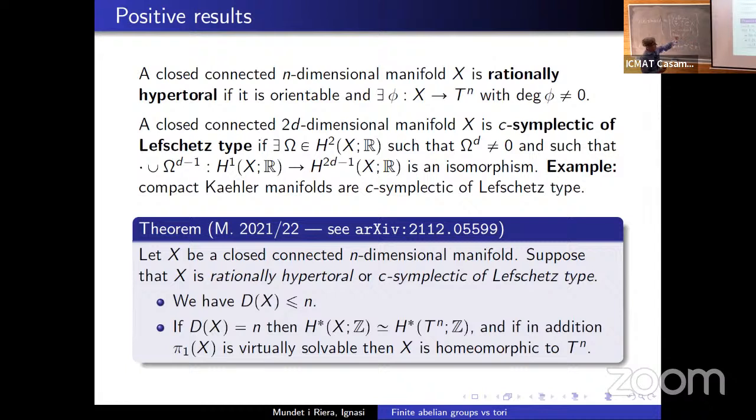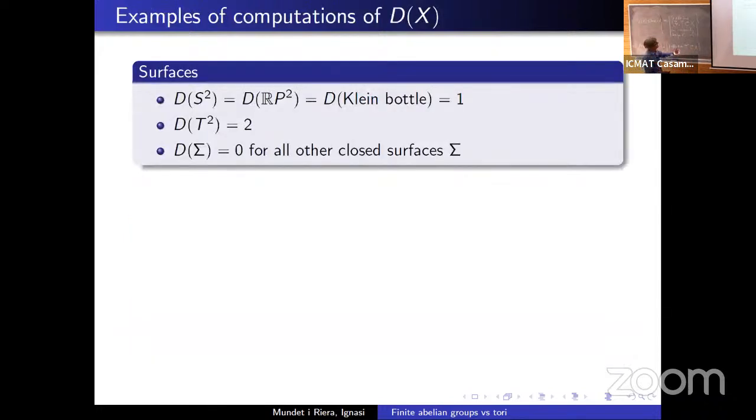So my aim in the remaining part of the talk is to explain a little bit the main ideas in the proof of this theorem. But before doing that, let me point out that the invariant d of X can be computed in quite a few examples. For surfaces, it's quite simple. So d is going to be equal to 1 for the two-sphere, for the real projective plane, and for the Klein bottle. It's going to be 2 for the two-dimensional torus, and 0 for all other closed surfaces. Okay, so of course this is consistent with the question.